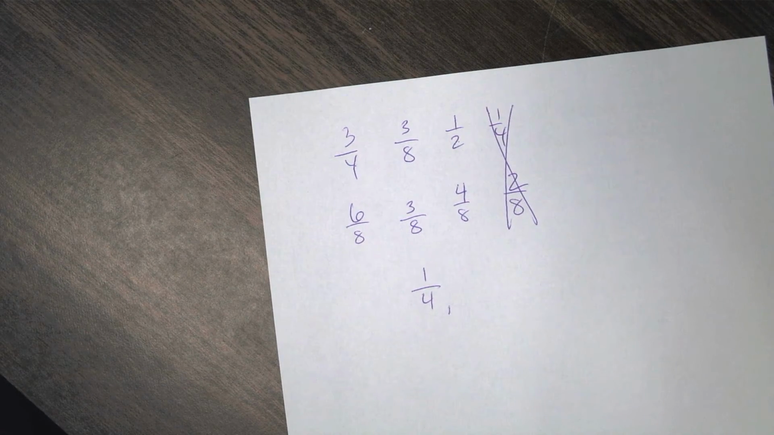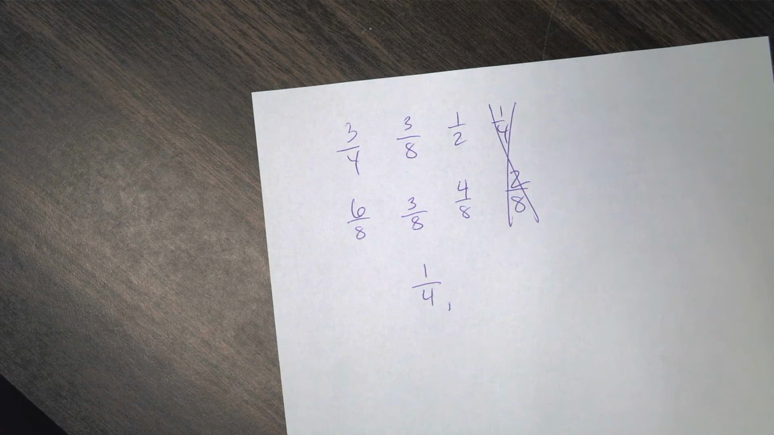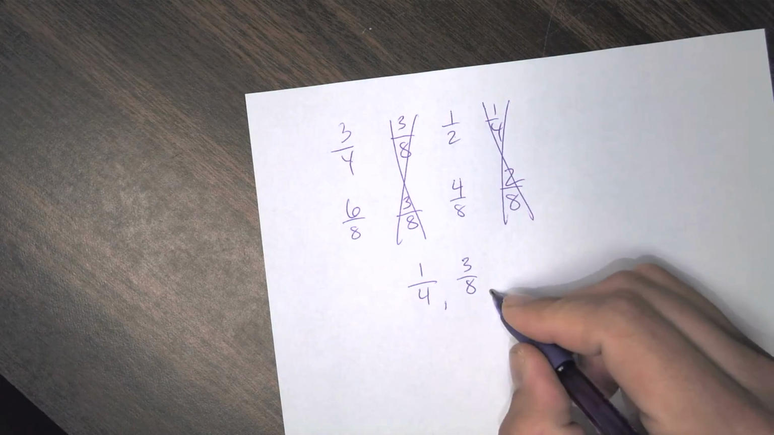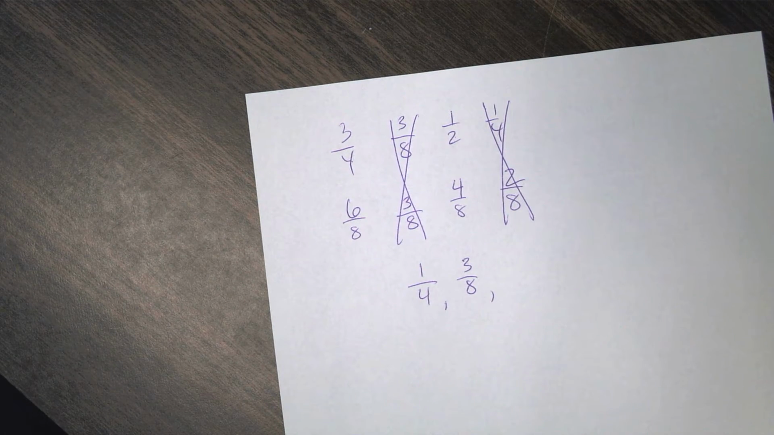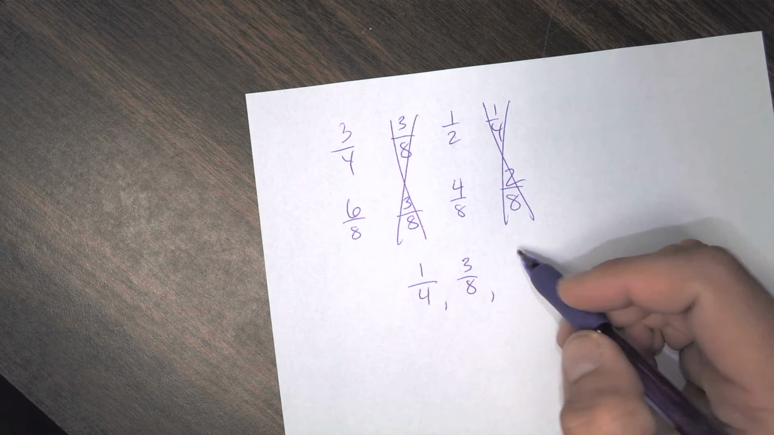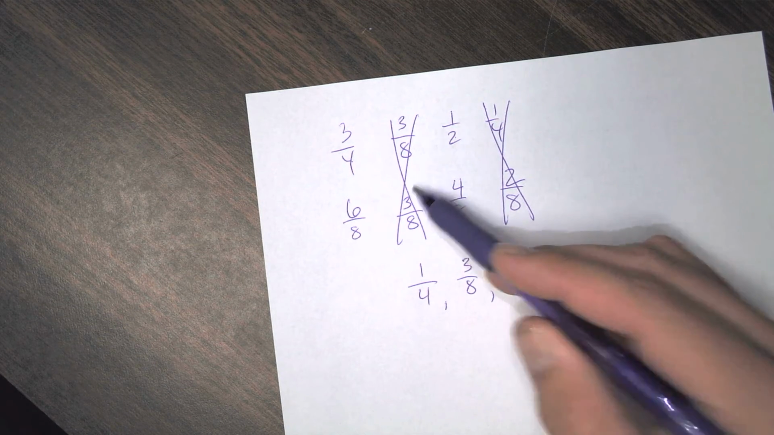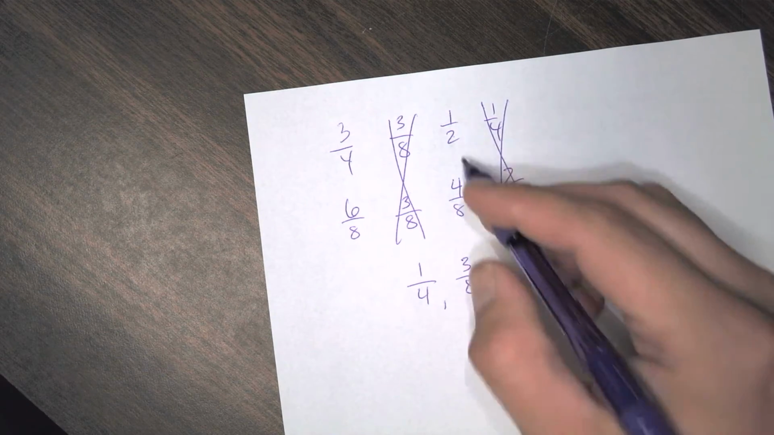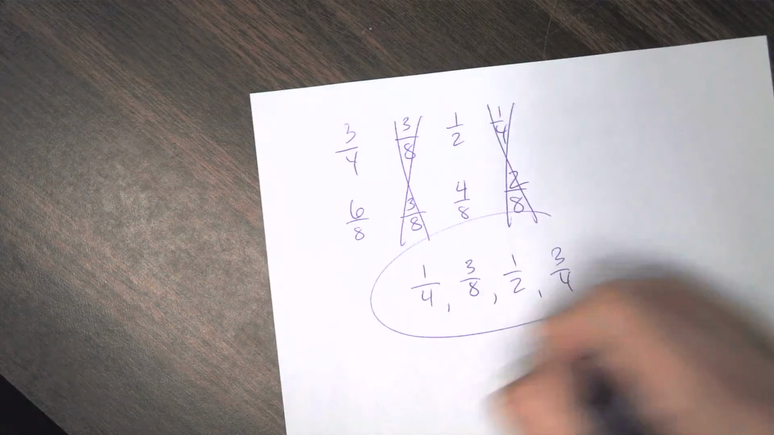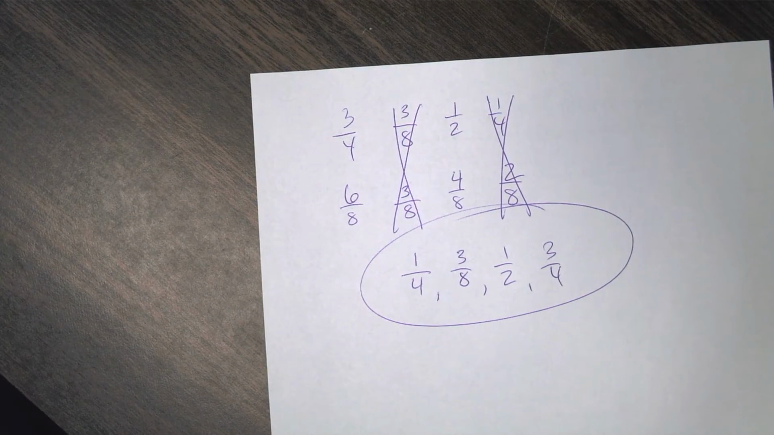Okay, the next one. What's the next smallest one? Which one would be the next smallest one? 3/8. Done with that one. Next one would be the next one, guys. Stevie? No, we already did that, 3/8. So what's left? The 1/2. And then 3/4. So that's how you would order them from least to greatest.